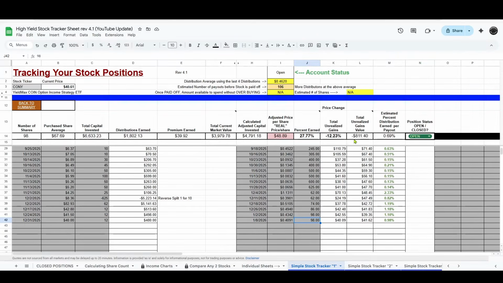None of this is financial advice and none of this is guaranteed. This is just my method and how I am playing these high yield ETFs.